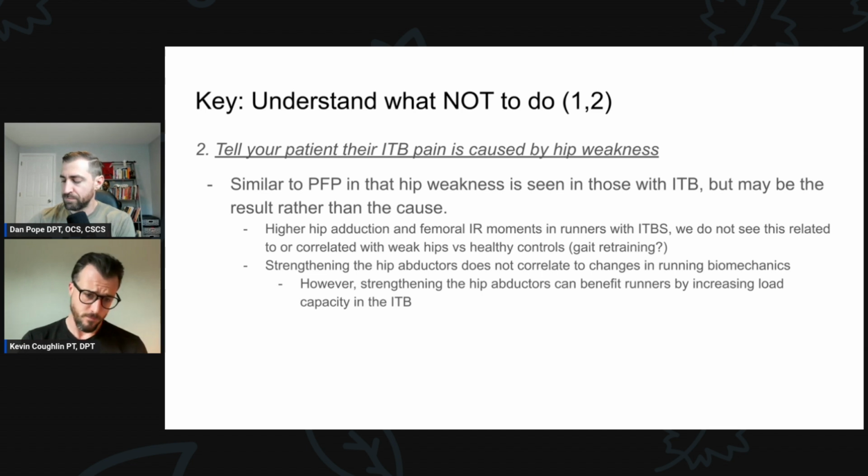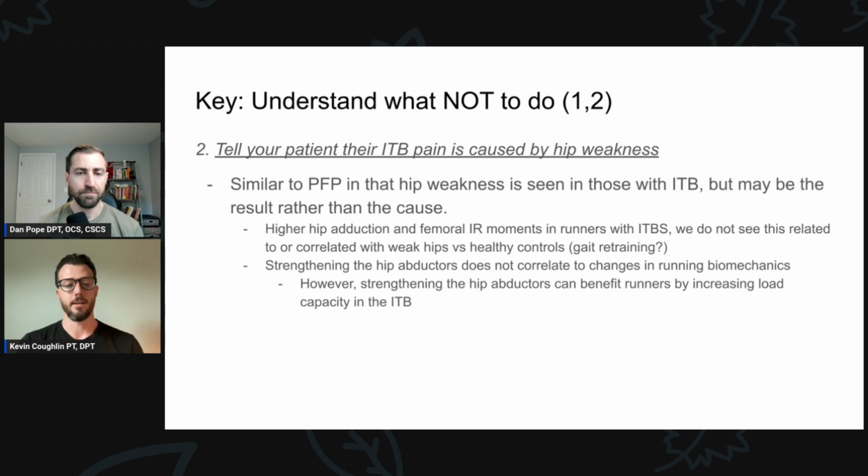And then we do see higher hip adduction and femoral internal rotation moments in runners with IT band syndrome. But again, is this a weakness or is this a gait issue with running? I think that gives us a lens into treatment as well, because we'll talk about gait retraining. And we also know that when you undergo a strengthening program, actually, Dan, you and I were talking about this in the clinic this week, for runners who start to do more strengthening, it doesn't seem to have an impact on their running gait and their biomechanics.